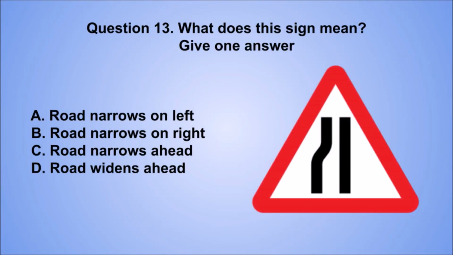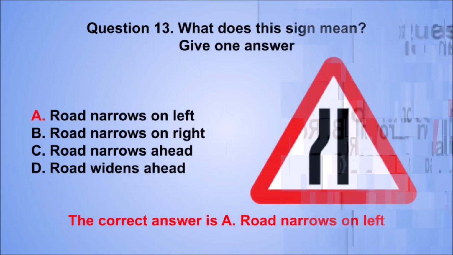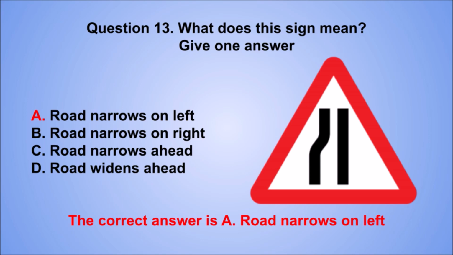Question 13. What does this sign mean? Give one answer. A. Road narrows on left. B. Road narrows on right. C. Road narrows ahead. D. Road widens ahead. The correct answer is A, road narrows on left.